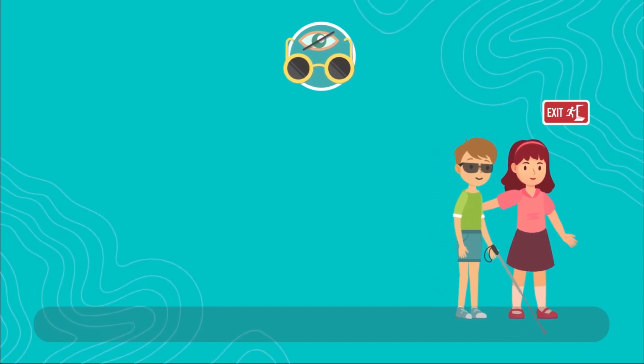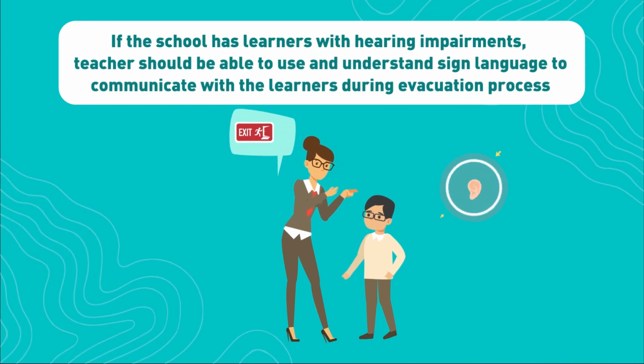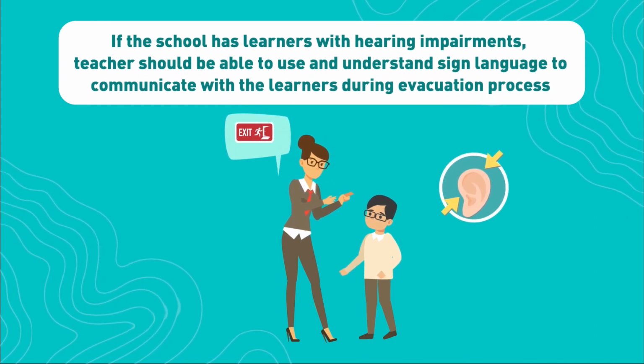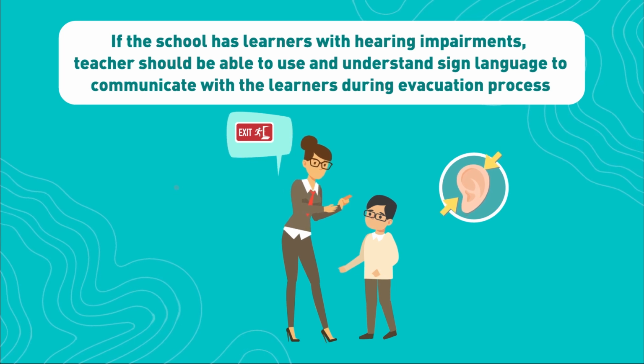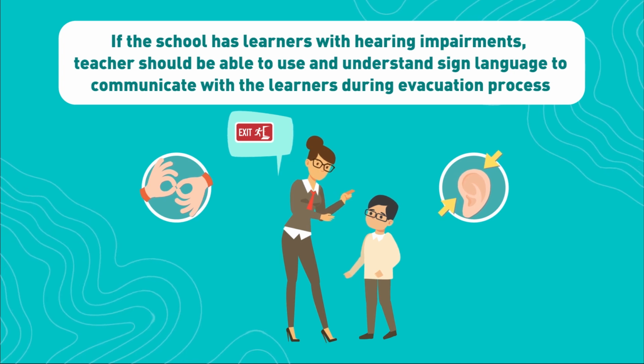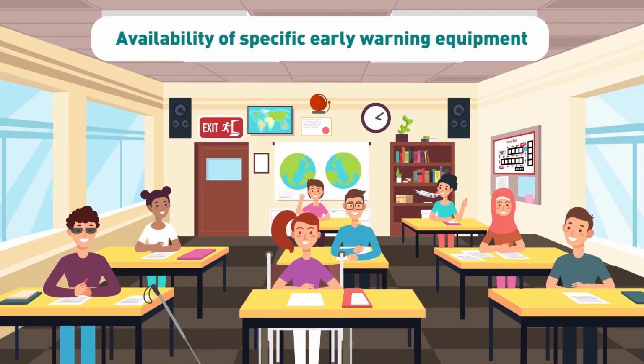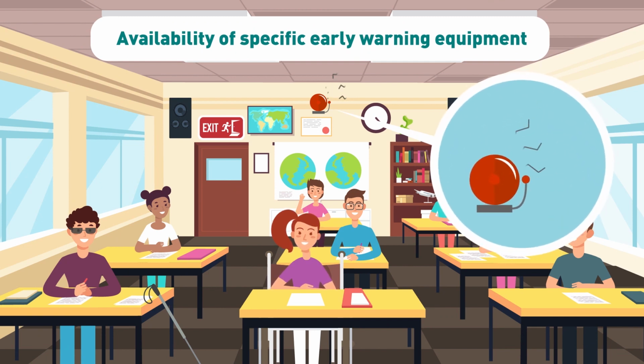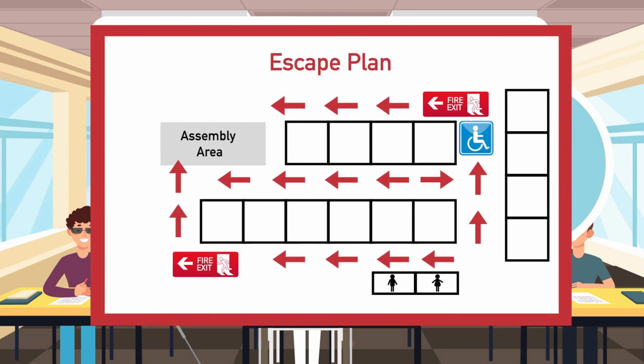to evacuate safely. In addition to having this clear instruction, schools that have learners with hearing impairments should have a teacher who can use and understand sign language to communicate with the learners during the evacuation process. Schools should have specific early warning equipment in order to provide a clear message to the learners with disabilities during evacuation. For example, the school should not only have a siren or loudspeaker, but also needs to have a contrast color board located in visible areas. This board should have clear and concise information on the evacuation route towards the assembly point.